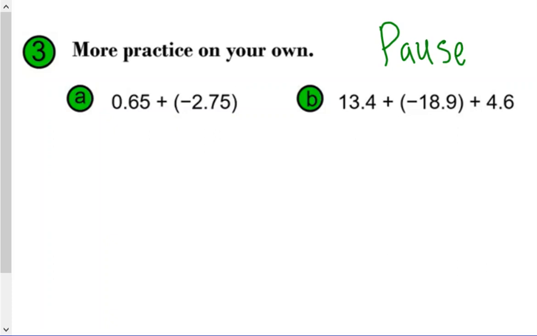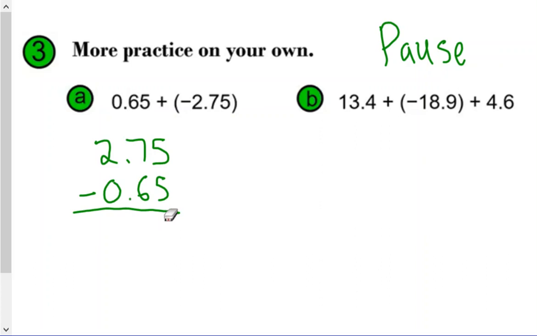For example A, we have 65/100ths plus a negative 2 75/100ths. So they have different signs, so we're going to subtract and keep the sign of the larger number, which is that 2.75, which is a larger number than 65/100ths. So we're going to keep that negative sign in our answer. So we set it up, 2.75 minus 65/100ths, and then we are ready to do the math.